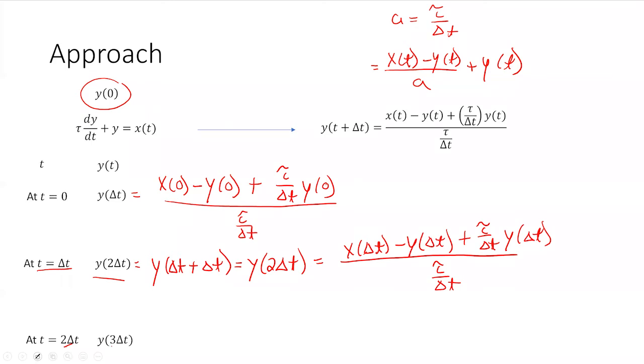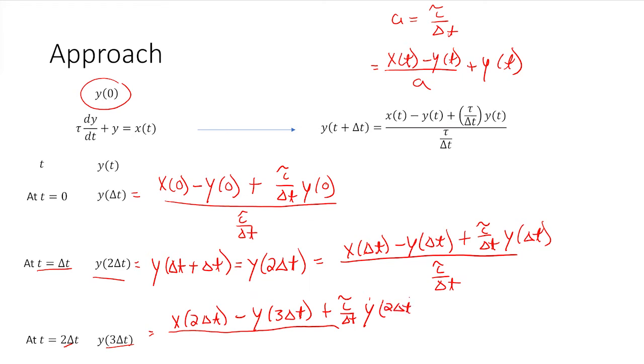All right, and if I wanted to keep going, then I would say, well, at t equal to 2 delta t, I would compute the value that I would have at 3 delta t, right? And that would simply be what? How would I write that out? What would I have on top for that? X of what? Yep, x of 2 delta t minus y of 2 delta t plus tau over delta t times y of 2 delta t. All right, that should be a 2 delta t there. All divided by that tau over delta t.